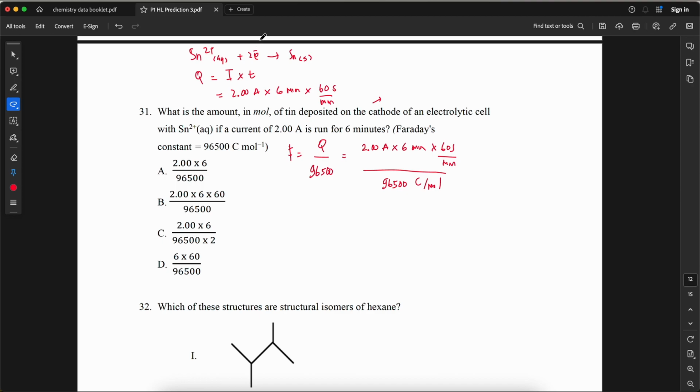As you can see, the ratio between Sn2+ and electron is 1 to 2, right? So the mole of Sn would be half the Faraday, because it's 2 electrons and 1 Sn2+. That would be 2 times 6 times 60 divided by 2 times 96,500. So that would be 6 times 60 divided by 96,500. The answer is D.